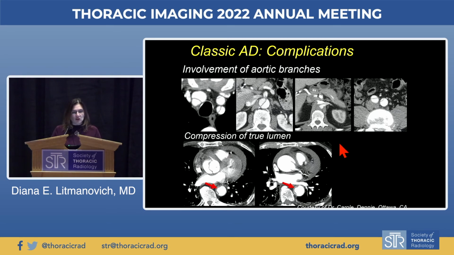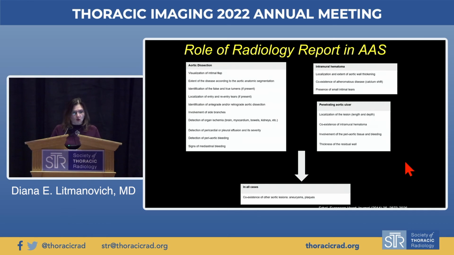Involvement of the aortic branches, another important topic to look at, and also compression of the true lumen. Sometimes the false lumen will continue to expand until it compresses substantially the true lumen, which impairs the perfusion of the organs.